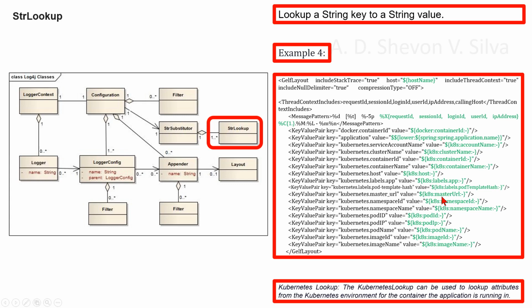master URL, the URL used to access the API server; namespace ID, the ID of the namespace the various Kubernetes components are located within; namespace name, the namespace the various Kubernetes components are located within; pod ID, the pod's ID; pod IP, the pod's IP number; pod name, the name of the pod; image ID, the ID assigned to the container image; image name, the name assigned to the container image.